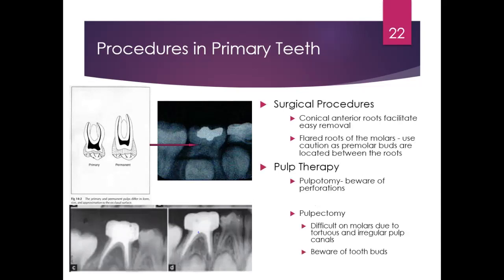Okay, so procedures in primary teeth, surgical procedures, things to consider. Conical anterior roots facilitate easy removal, so that helps. With the flared roots of the molars, you may want to use caution, as premolar buds are located between the roots.